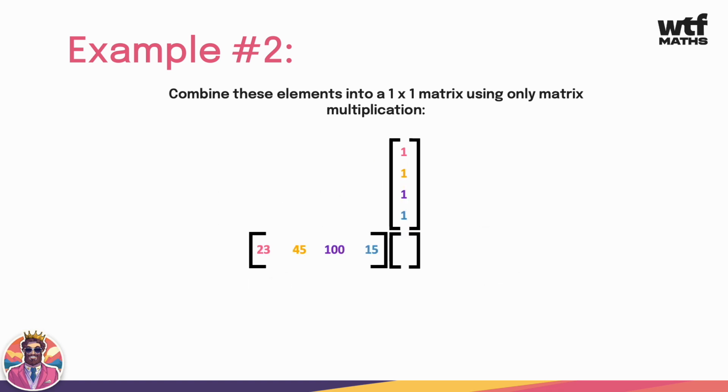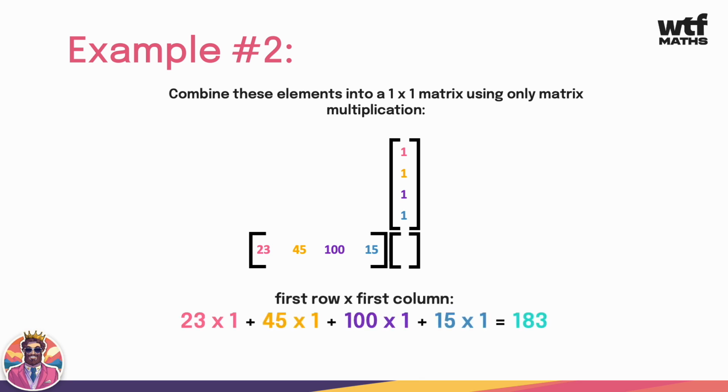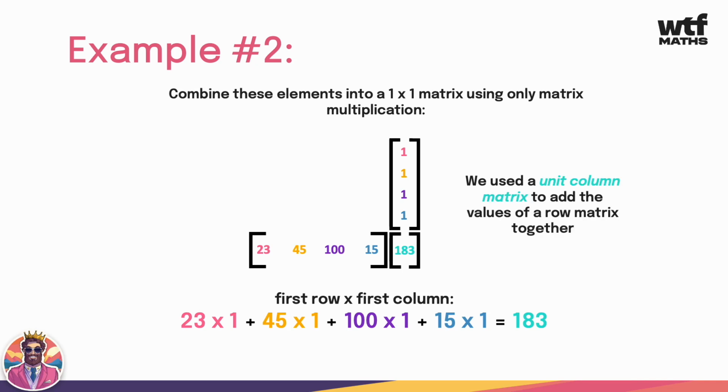Alrighty, so I've lined up my row matrix and I put the column matrix of ones at the top. And I've color coded it nice and easy to make sure you understand what's multiplying together. So we're going to multiply the row with the column. So 23 times 1 plus 45 times 1 plus 100 times 1 plus 15 times 1 adds to 183 in total. So in this example here, we used a unit column matrix to add the values of a row matrix together. So to summarize what we learned today, if you want to add the values of a matrix together, you're either going to have to use a unit row or a unit column matrix.